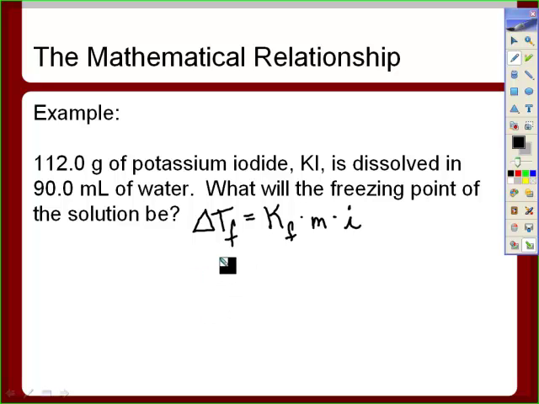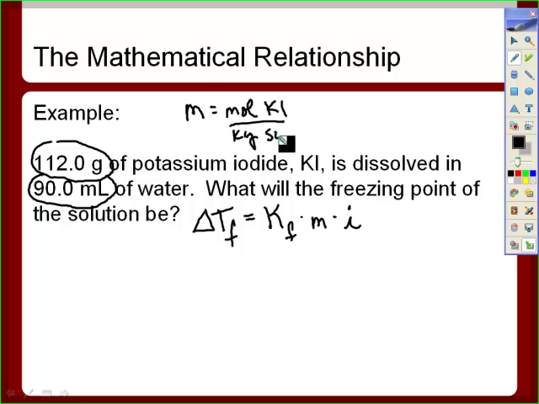So let's see what we know here. This 112 grams of potassium iodide dissolved in 90 milliliters of water is to help us decide our molality. So let's do that first. The molality of my KI, remember, is the number of moles of solute divided by kilograms of solvent.